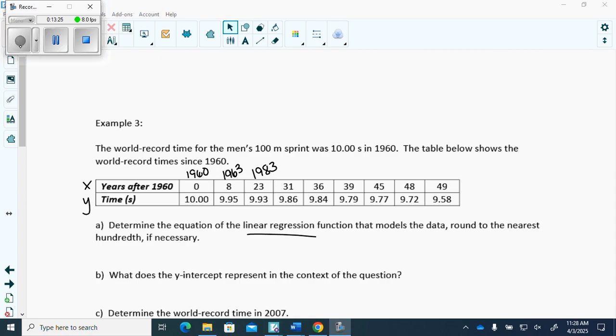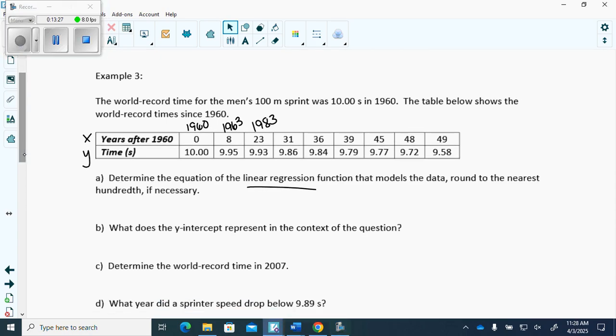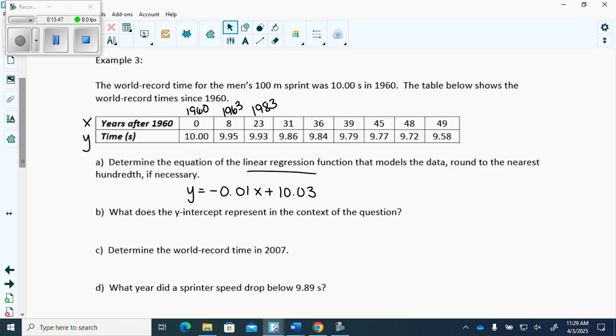So it says here, linear regression that models it. So it says nearest hundredth, but in that case it would be -0.01x plus 10.03. Can we put the rounded equation into our y equals? No, it will give us wrong answers. Okay, what does the y-intercept represent in this context of this question? The y-intercept is when x equals 0. That's this one. What does it represent? The time of the record in 1960, correct?